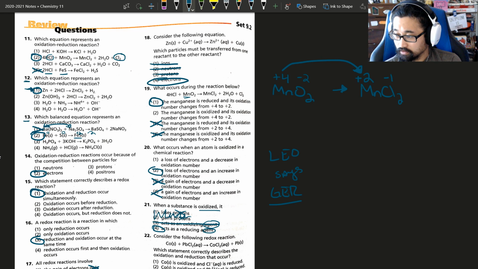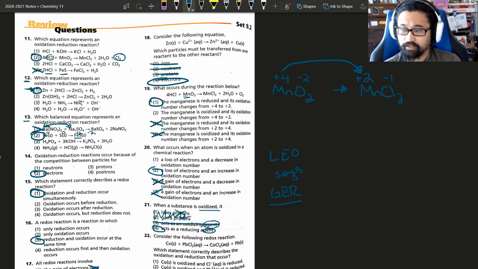Labeling each of these, if you label each of these, the only one in which, oh, that's weird. This notation is wrong. This 4 should be down here. It is. That's so bizarre. Sorry, I just noticed that.